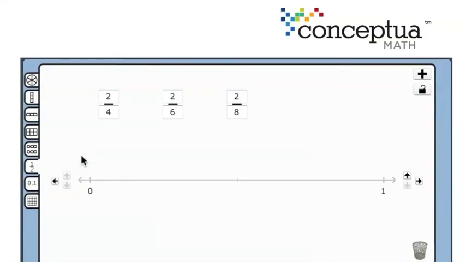Welcome to Conceptua Math. We are exploring the free online tools. In this segment, the number line.